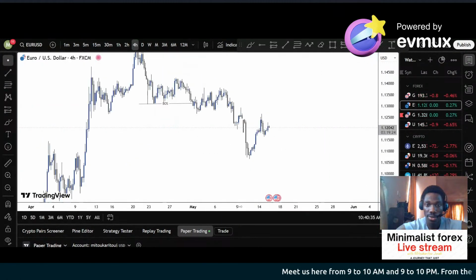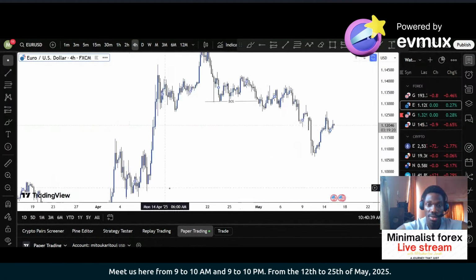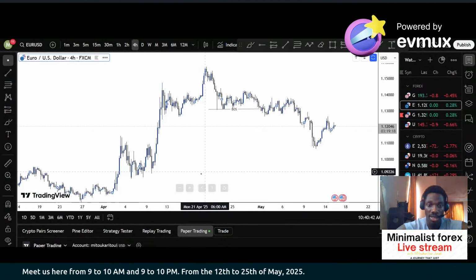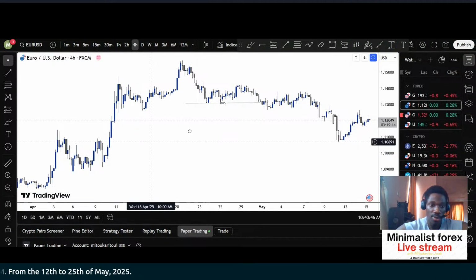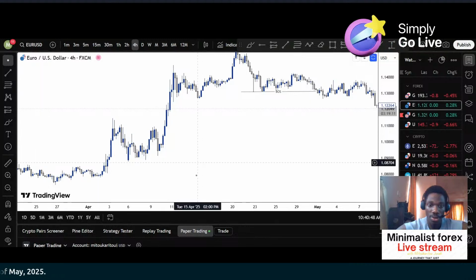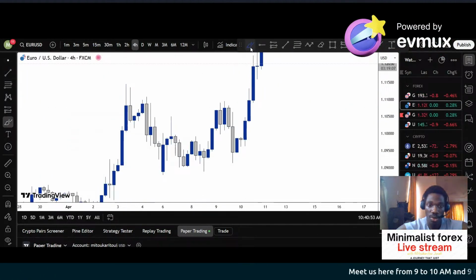So yeah, it is. Supply and demand is key. It's key. Always map out your supply and demand zones before you start analyzing. So let's analyze what happened here. Price broke this. It's actually a really, really simple thing to do.